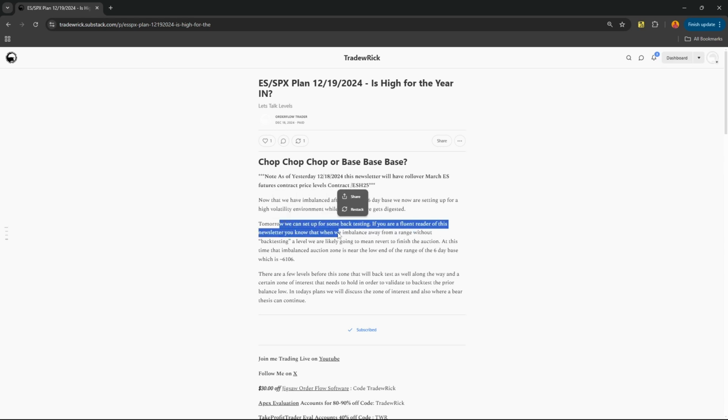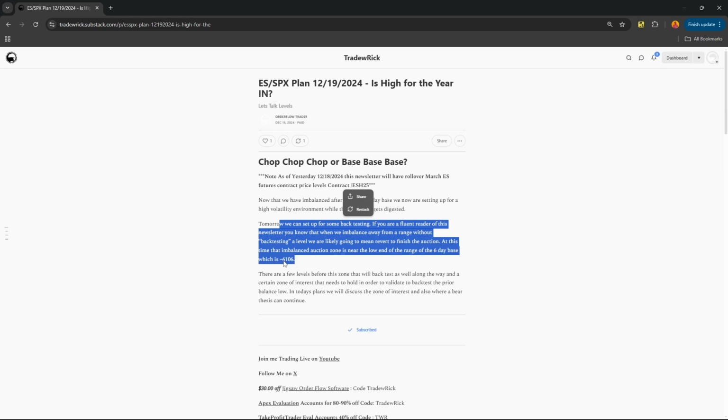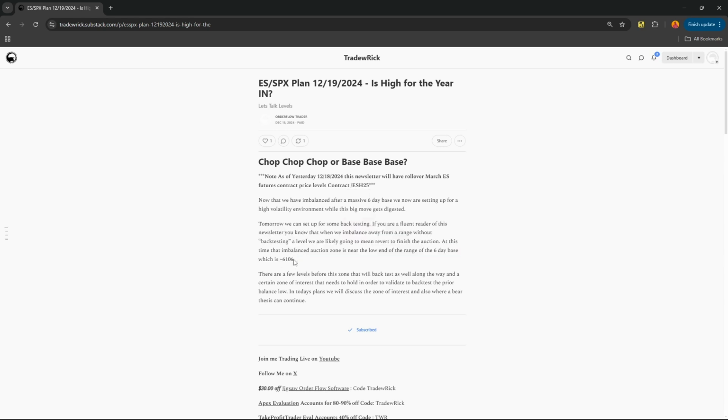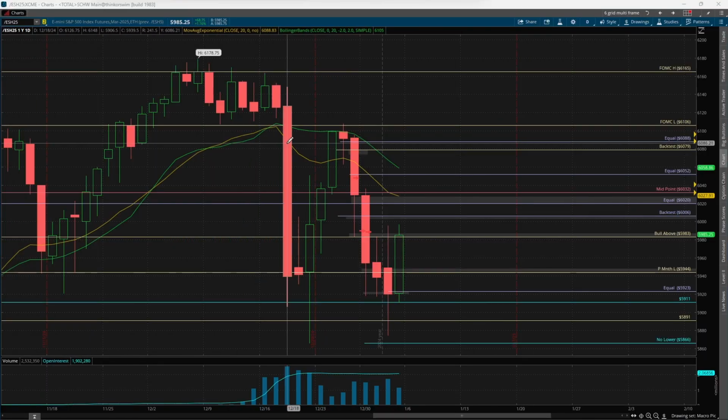If you are a fluent reader of this newsletter, you know that when we immediately imbalance away from a range without backtesting a level, we are likely to mean revert to finish the auction. At this time, the imbalance auction zone is near the low end of the range of about the 6-day base, which is 6106. That is the level that I had said we would come back and backtest the day we broke down. So we broke down on 12/18, the same day the newsletter was released, and I mentioned that at some point we would come back there, right?